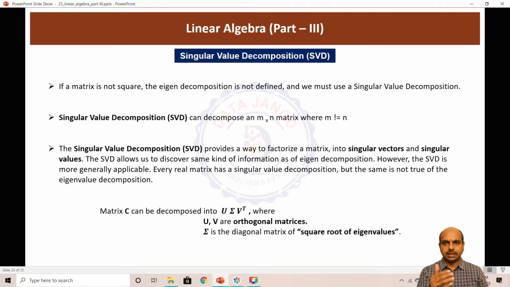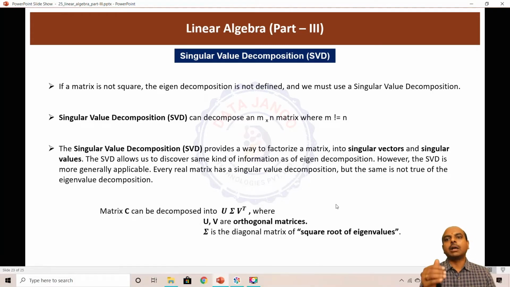In a moment you will understand. Matrix C can be decomposed into U sigma V transpose. This is called singular value decomposition, where U and V are orthogonal matrices. What is an orthogonal matrix? I'll explain in a moment. Sigma is a diagonal matrix. When I say diagonal matrix, only the diagonal values will be there and the off-diagonal values, the upper triangular and lower triangular parts, are all going to be 0. The square root of the eigenvalues matrix is nothing but the sigma. U and V are the orthogonal matrices.